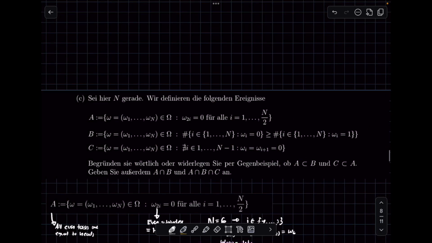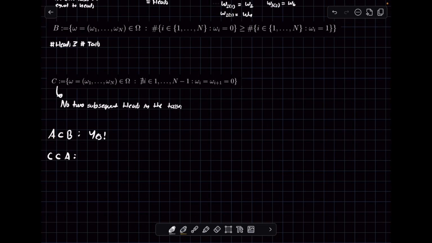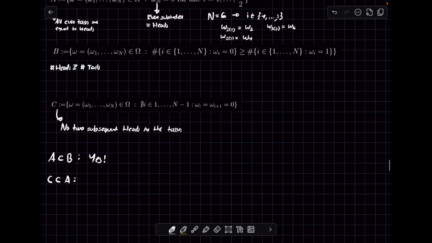Now let's check the next one, which is saying C, is it a subset of A? In this case, they're asking us if C is a subset of A. And we know that in C, we cannot have two subsequent heads in the tosses. So we cannot have heads one after another. And in A, we have all even tosses are equal to heads. So in this scenario, what happens? That's a bit more confusing. But let me just check my solution here because I do not remember what I did.